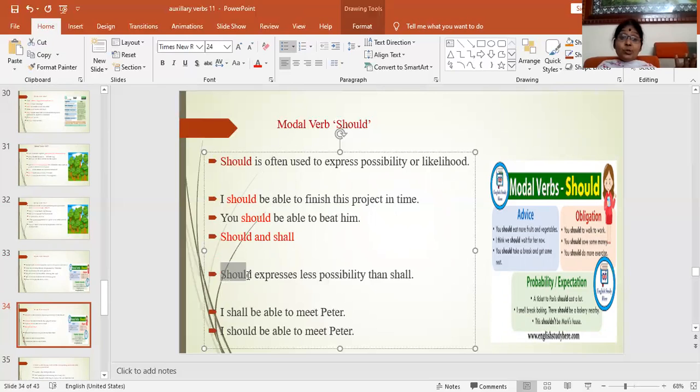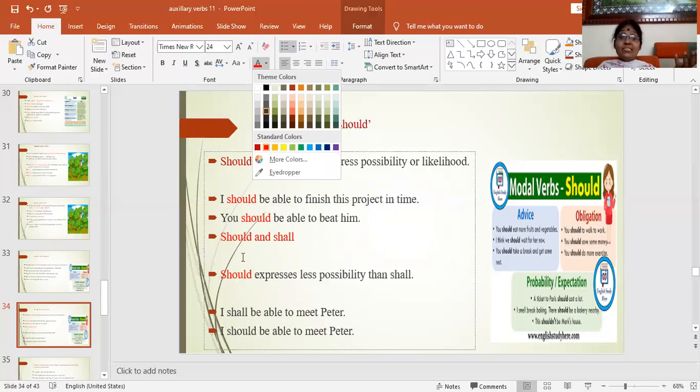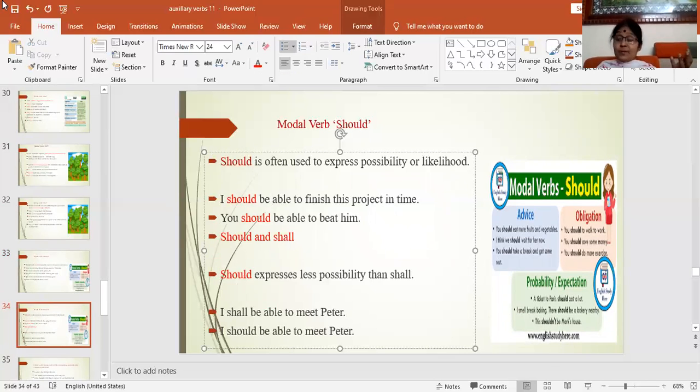Then should expresses less possibility than shall. What is the difference between should and shall? Should expresses less possibility than shall. That is, I shall be able to meet Peter. I should be able to meet Peter. When I say I should be able to meet, there is less possibility. But I shall be able to meet, there is possibility. So this is the difference between shall and should.